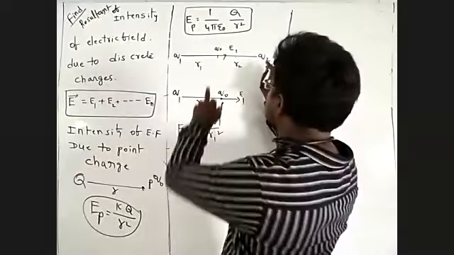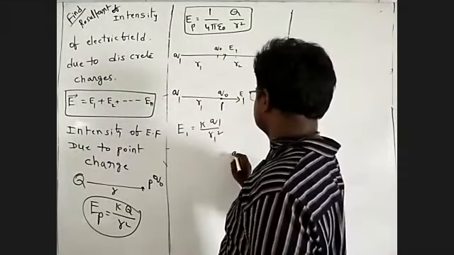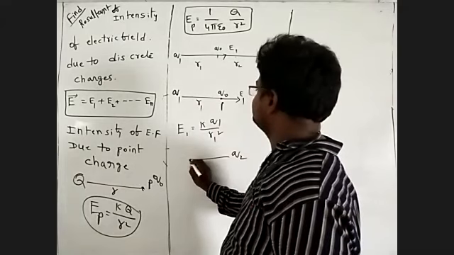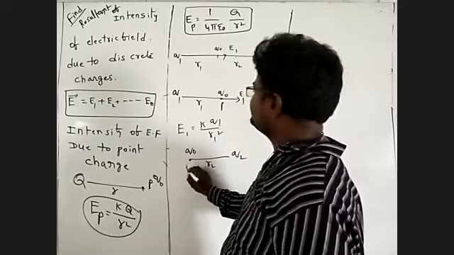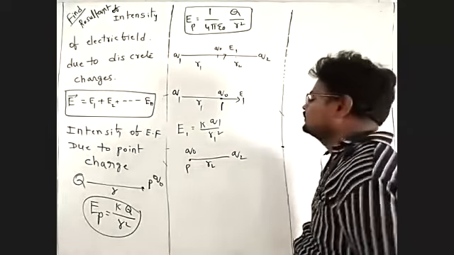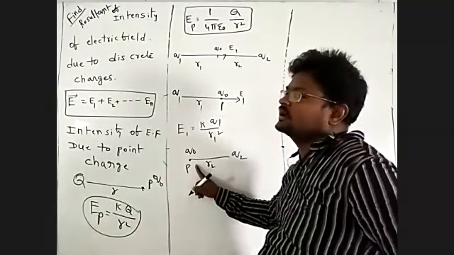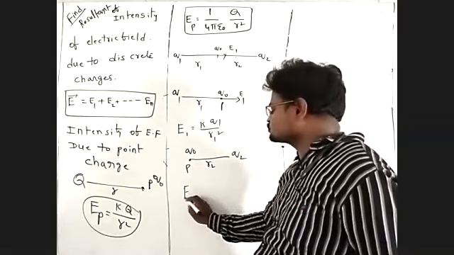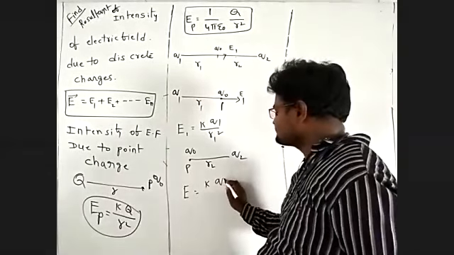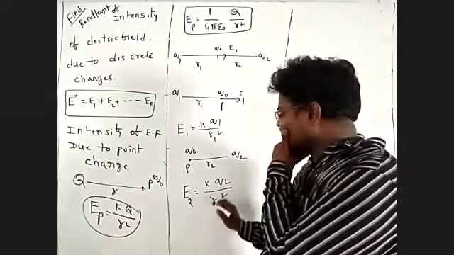Next, the second part: take Q2, this is R2, this is Q0, and this is point P. So the intensity of electric field at point P due to this charge is E equal to K into Q2 by R2 squared. This is electric field E2.